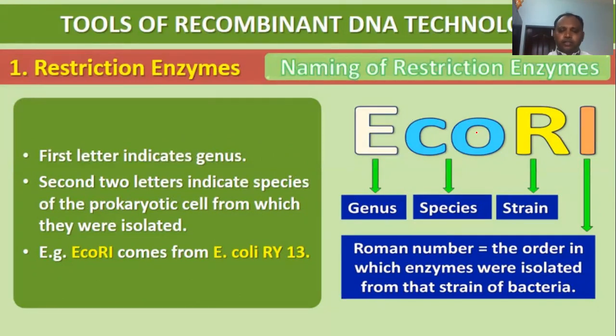So like this, the first letter indicates the genus, the next two letters indicate the species, the next letter indicates the strain from which they are isolated, and the Roman numeral indicates the serial number of the enzyme. From the same strain they may isolate many enzymes, and among those the serial number is given as a Roman numeral. So EcoRI is a restriction enzyme isolated from E. coli strain RY13, and from that the first enzyme is EcoRI, right?